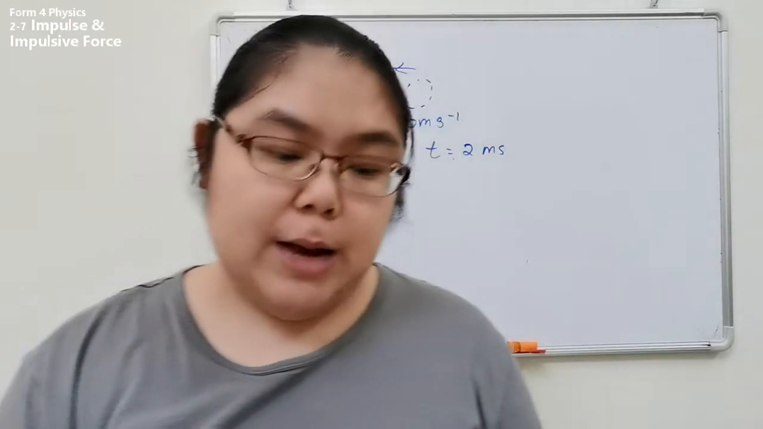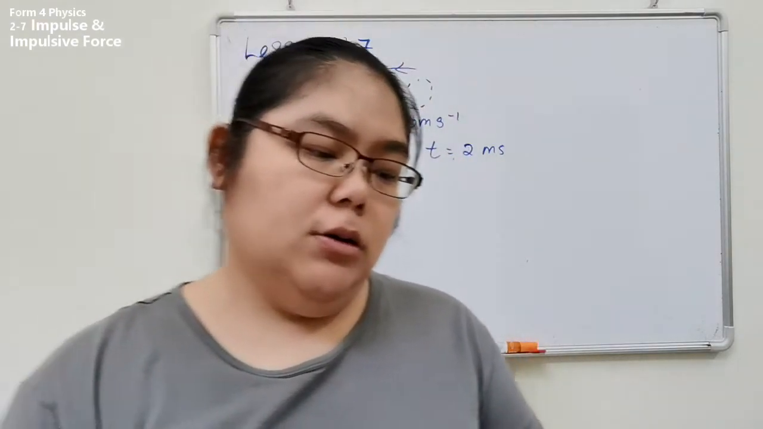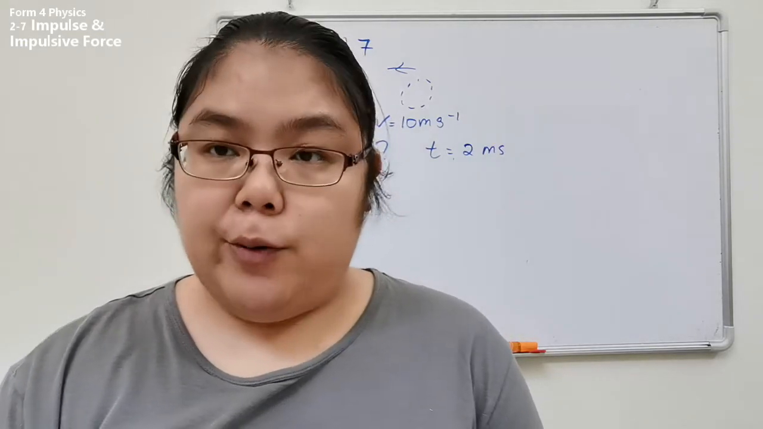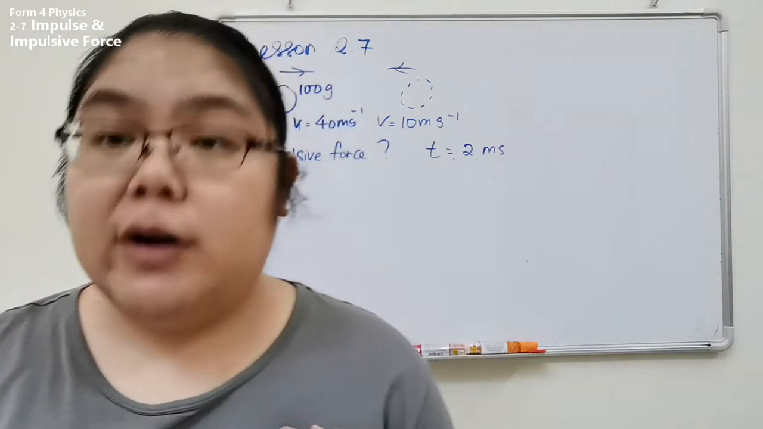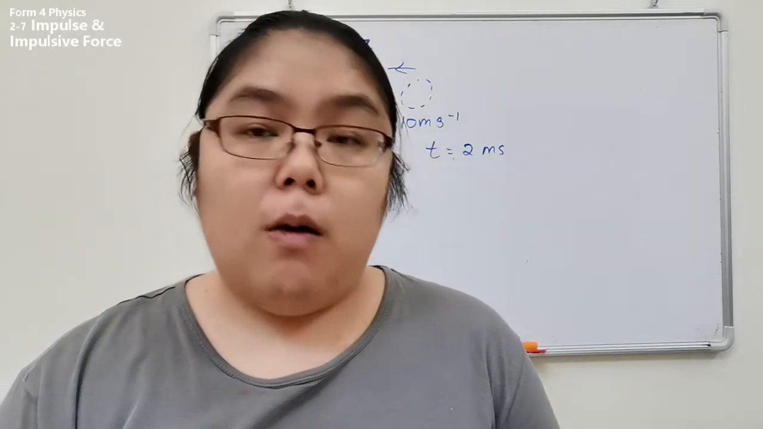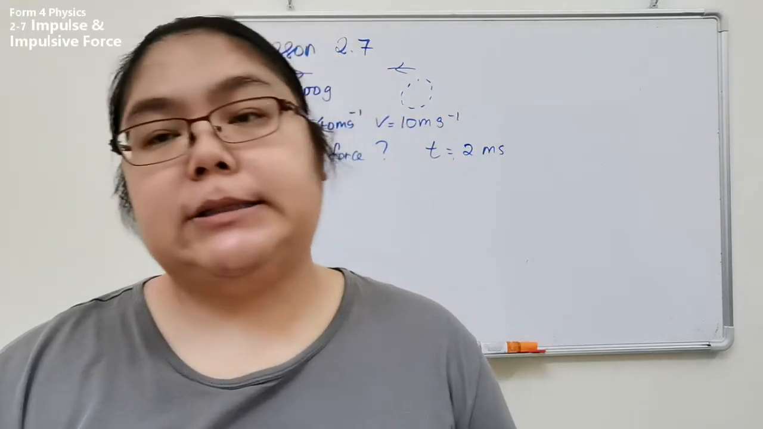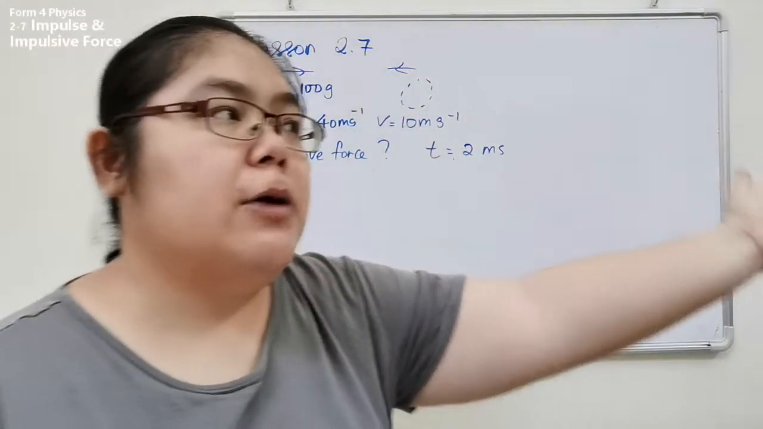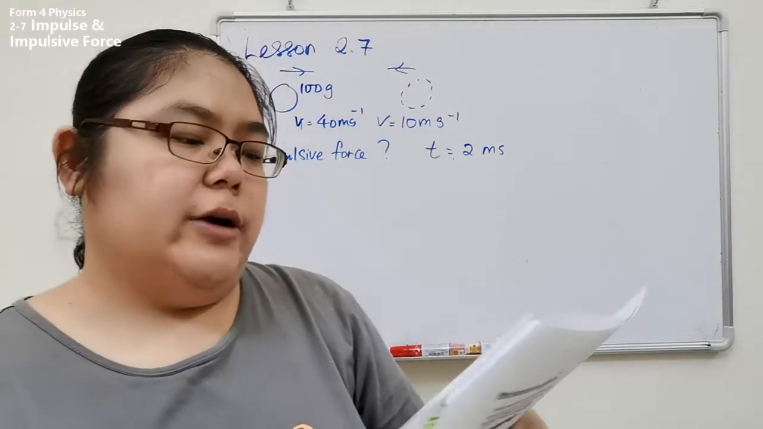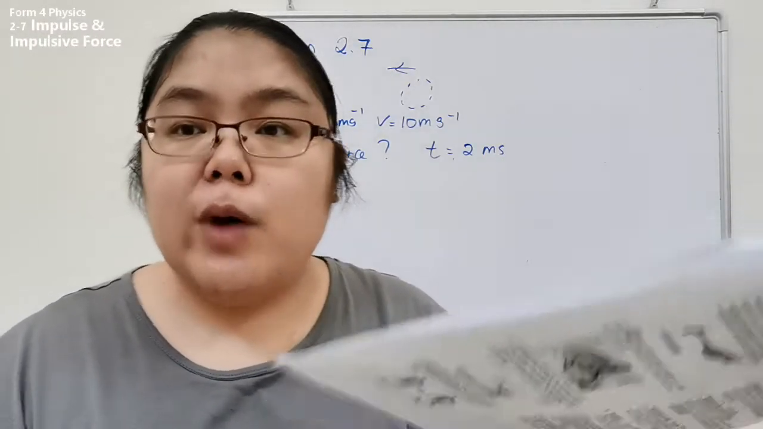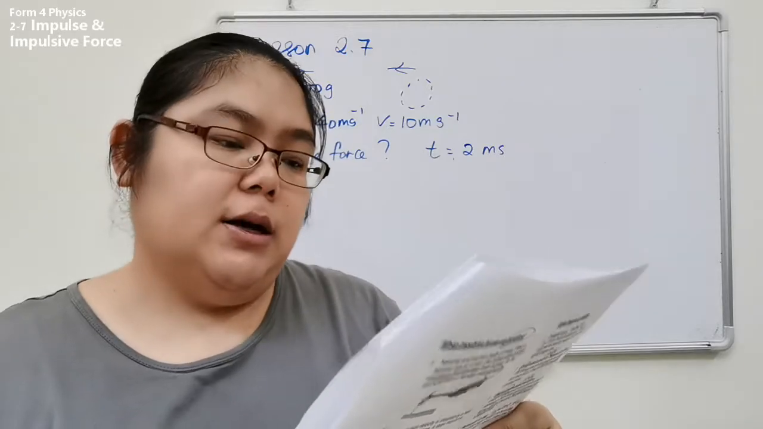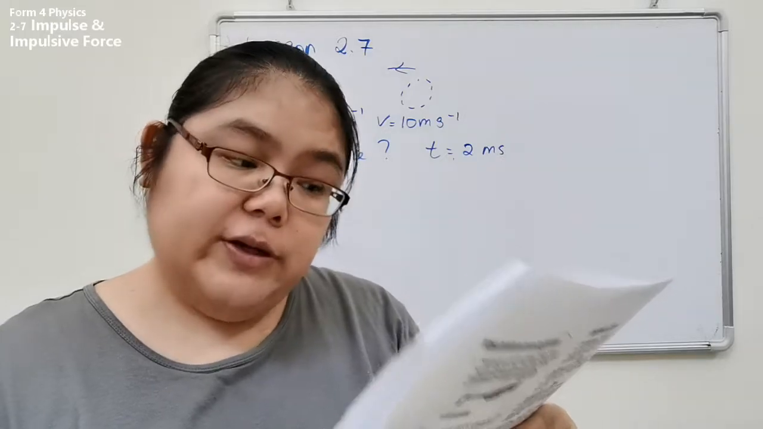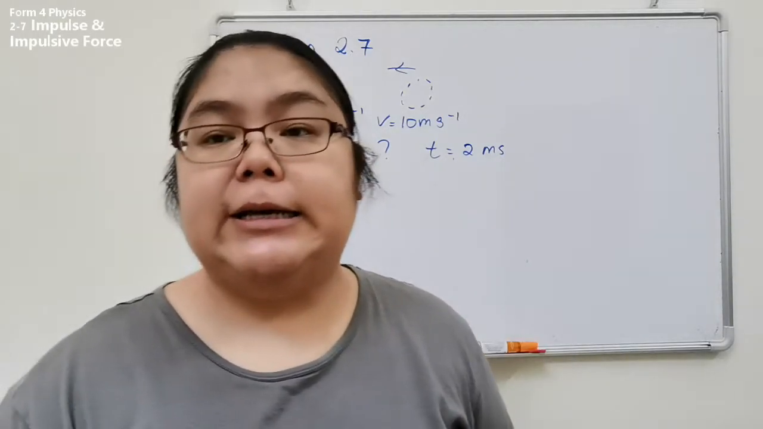Now we go and see example 4. There is a tennis ball. The mass is 100 gram, moving with a velocity of 40 m s negative 1, so 40 is the initial velocity. A player hits the ball and it moves in the opposite direction. When starting, the ball goes to the right; when it bounces back, it goes to the left. The velocity becomes 10. How much is the impulsive force experienced by the ball if the time given is 2 milliseconds?